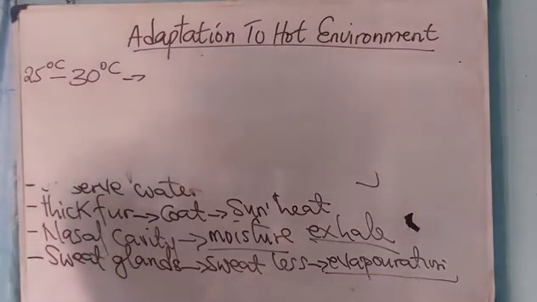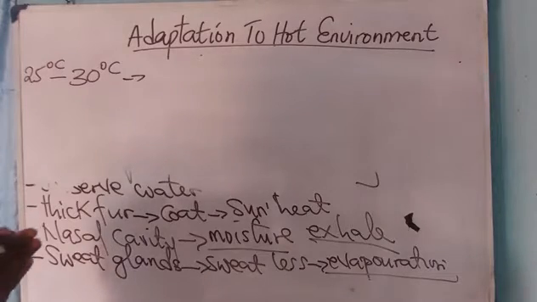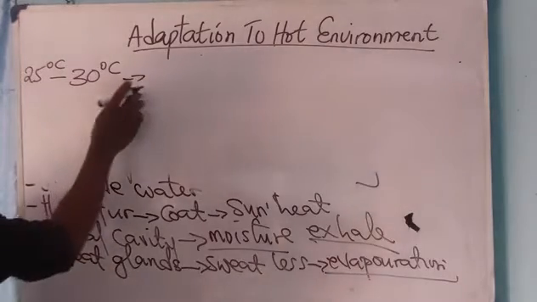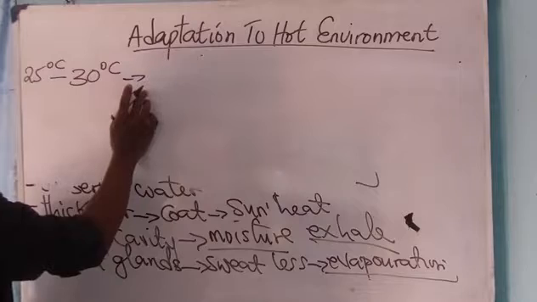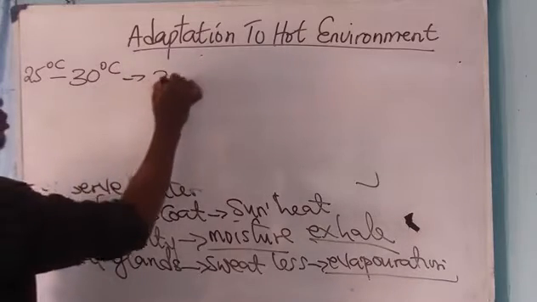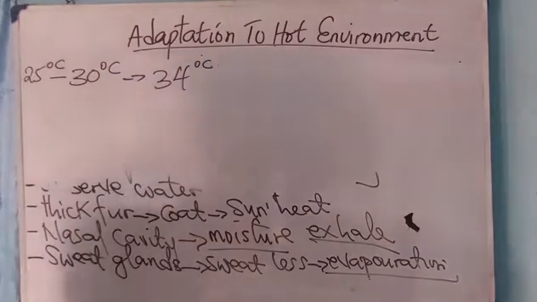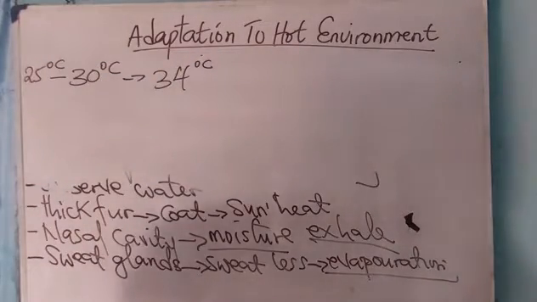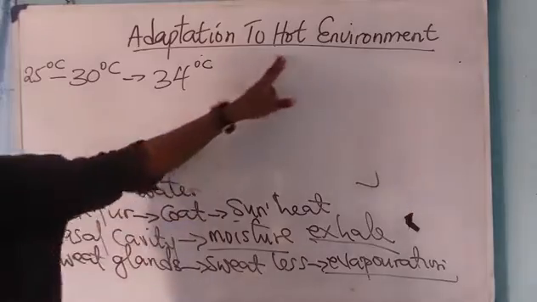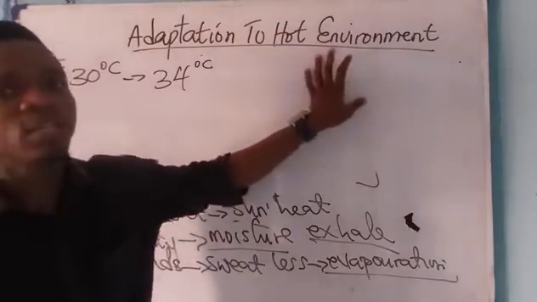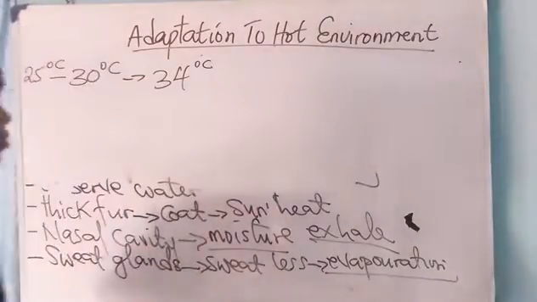They can also withstand nocturnal temperature at night. Their body temperature at night is usually what? 34 degrees Celsius. So these are different adaptive features that organisms, that is camels, have evolved in order for them to survive in the hot environment.